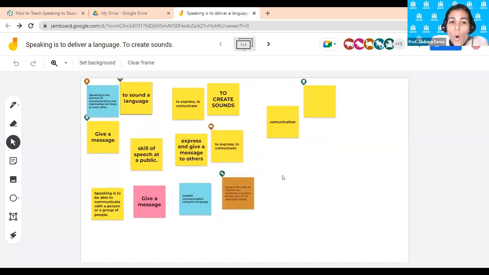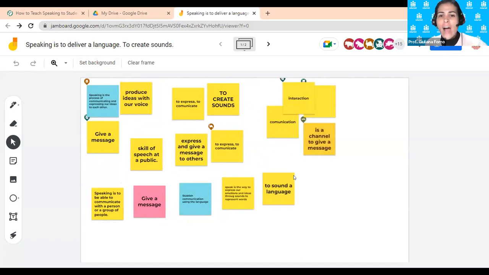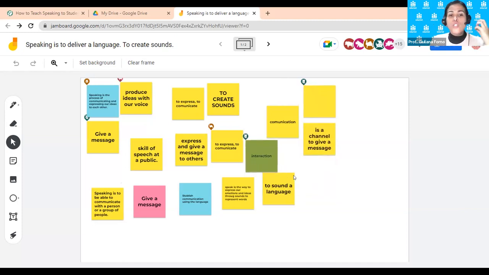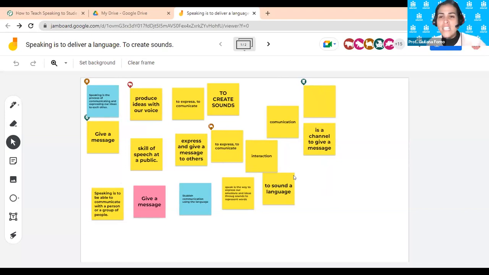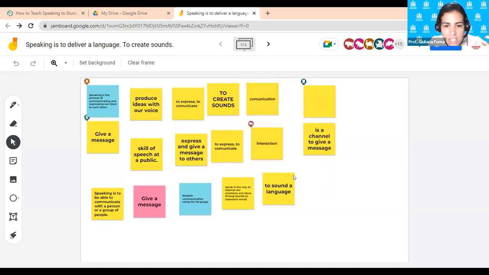Okay, guys, so we can have language speaking. It's all these things that you are saying: to create a sound, channel, to give a message, to send a message, a skill to speak in public, to create sounds, to produce ideas with our voices, to express, to communicate, or speak is the way to express our emotions and ideas through sounds, to represent words. Very good. Excellent.